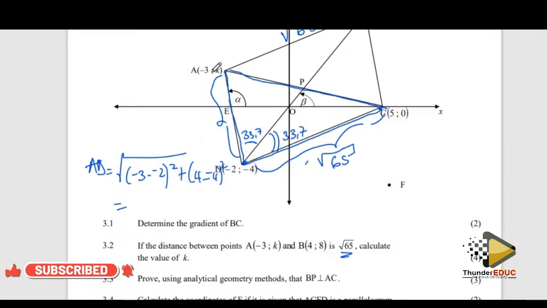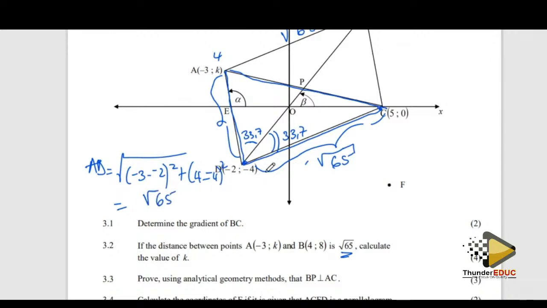Yeah, let's see, guys. It's -3 minus -2, 4 minus -4. Let me just confirm it, guys, just to be sure. Minus -2 squared plus 4 minus -1. It's a 4. We square that, which is root 65. No, it's okay.